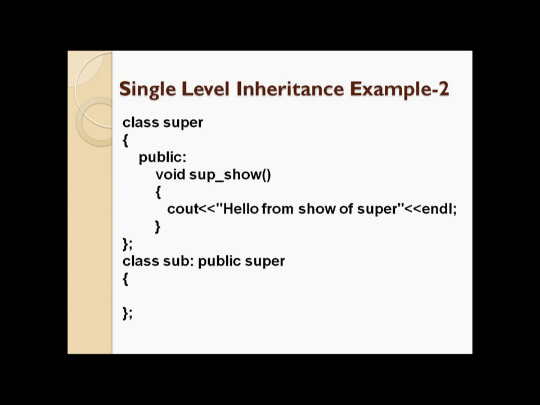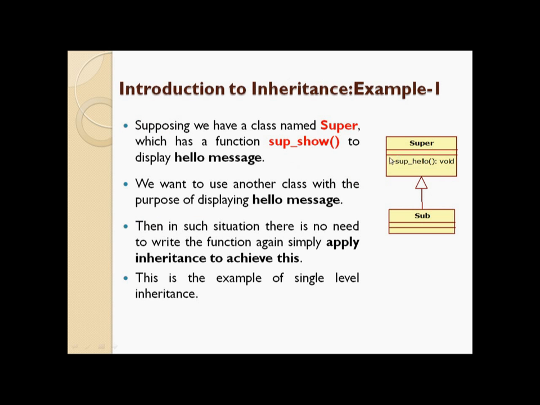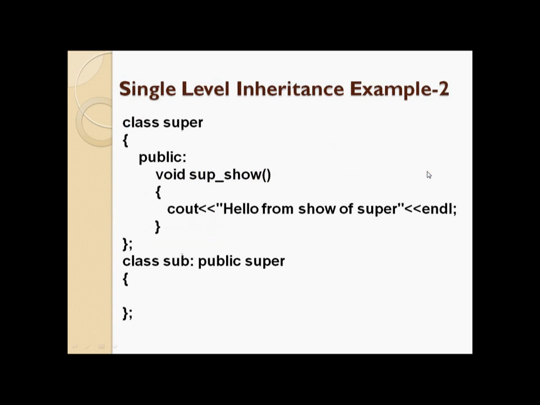Here I have given one example of the diagram which I have shown previously, that is this. And here you can see I have given one class named super, as I already showed in my example. Now I have one function in this class. The return type is void, and the purpose of this function is to display a message, hello from show of super, and the intention is to use this function in the new class, that is this class sub.